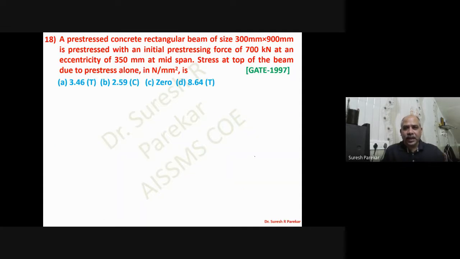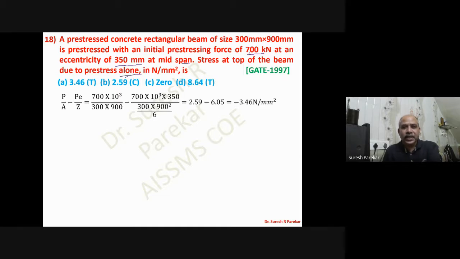Then a pre-stressed concrete rectangular section 300 by 900. P is given, so you can see here the value of P is 700 kilonewton. We have eccentricity 350 millimeter at mid span. We have to find the stress at the top of the beam due to pre-stress alone. So top means P by A minus PE by Z. By this we get the value minus 3.46 Newton per mm square. The minus sign shows that this value of 3.46 Newton per mm square is tensile. So the option is A.